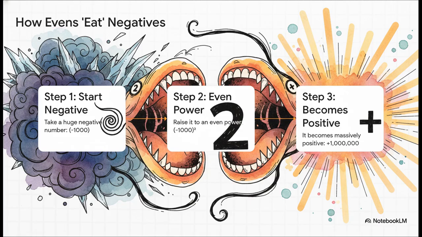If you take a huge negative number, let's say negative 1,000, and you square it, what happens? It becomes a massive positive 1 million. The negative sign just vanishes. And the same thing happens if you raise it to the fourth power or the sixth or any even power. That even exponent is like a negativity destroyer, guaranteeing that both far ends of the graph behave the same way.